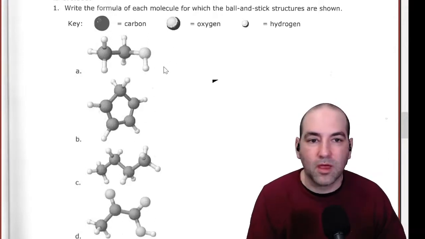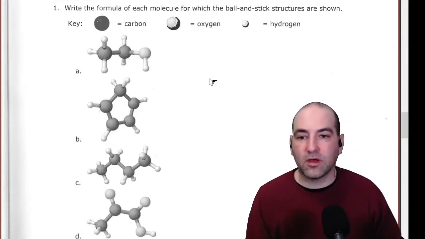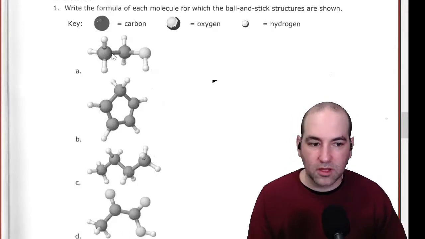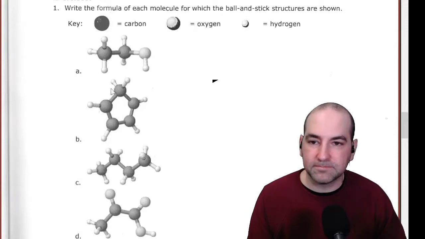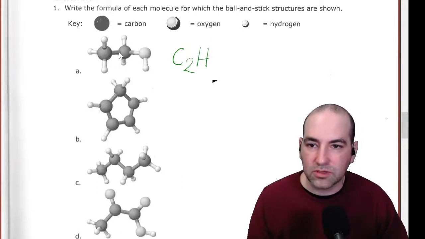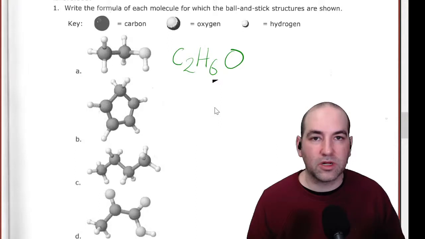So this first one, we're just going to write formulas. And this is really just to connect the idea of a molecular formula with a molecular structure. So we can see here we've got two of these big dark atoms, which correspond to carbon. Then we've got one lighter one, which is oxygen, and then all these little hydrogen atoms around there. So we just count those up, and we get C2H6O. When there's just one, we generally don't put the subscript for that number.